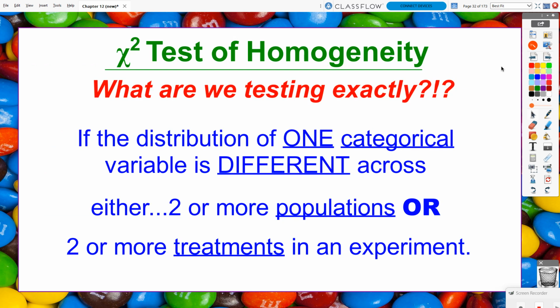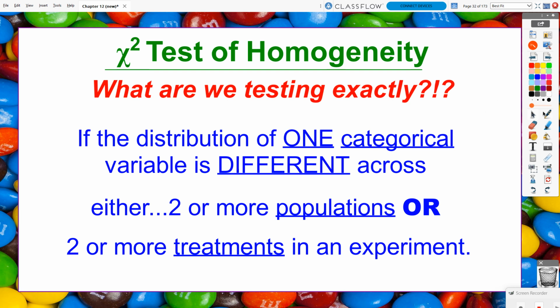Well, it's the distribution of one categorical variable still, but it's different across either two or more populations or two or more treatments in an experiment. So the only big difference between the homogeneity and the goodness of fit is we're looking at one population for a goodness of fit versus multiple populations with a test of homogeneity. And again, notice I said two or more. Oftentimes we will look at two, but we could look at three different populations, four different populations.